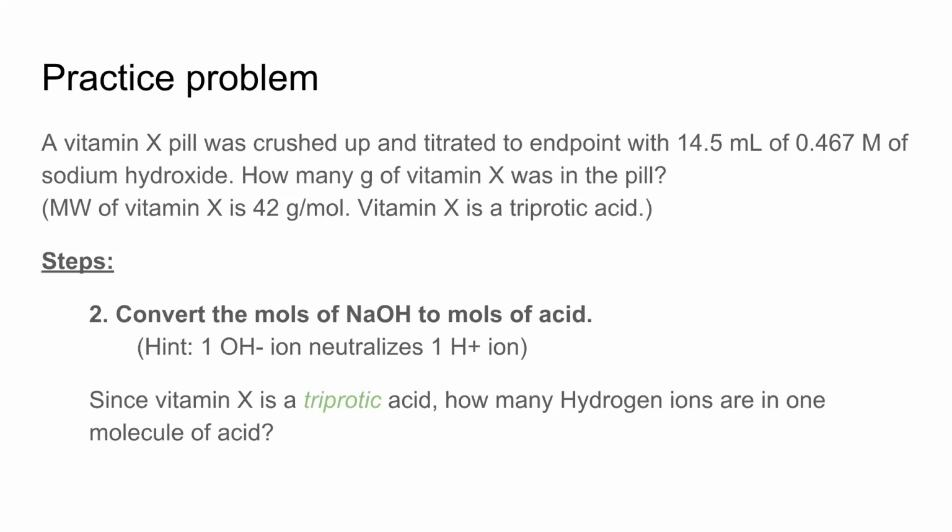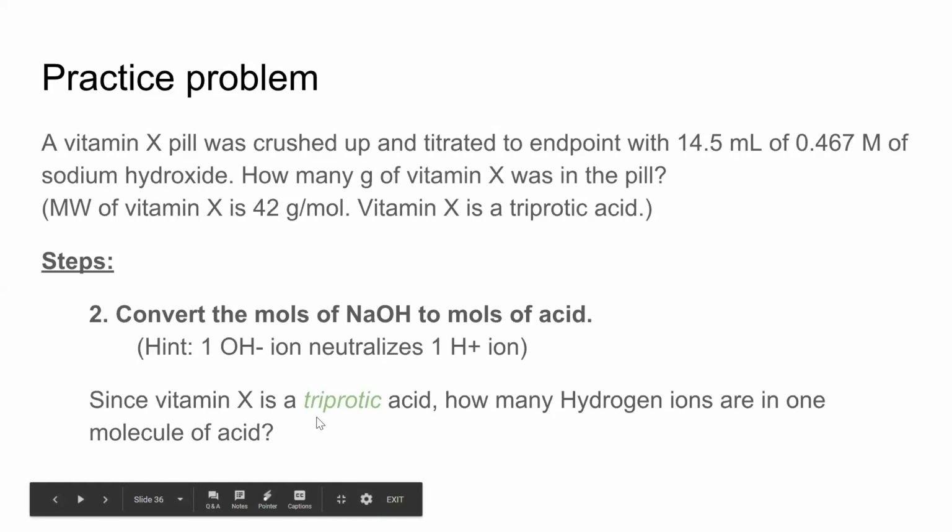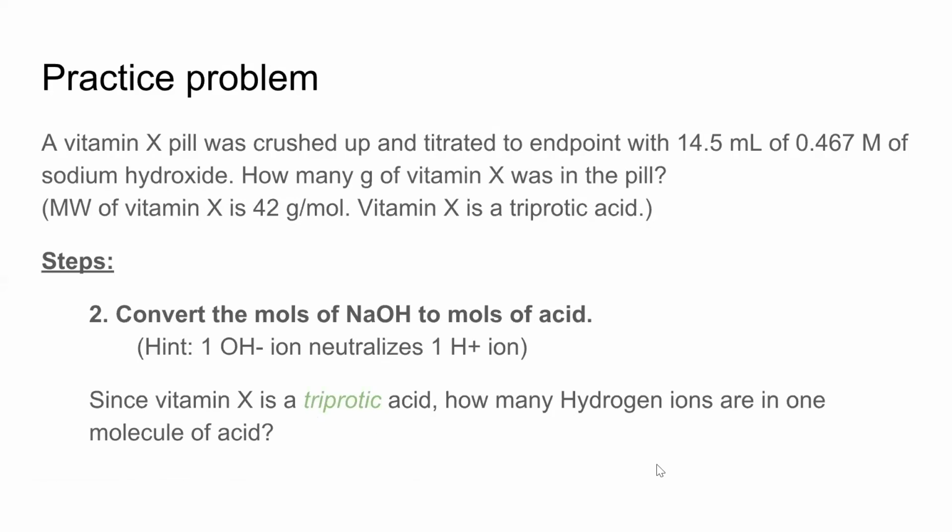Yes, exactly. So the prefix should give you a hint that the formula will look something like H3 something. Because we're not given the formula, this is a really good hint to go off of to determine how many moles of NaOH you'll need to neutralize the moles of acid. Because the OH will not react with the other part of the acid. It's only going to attack the H plus ion to try and neutralize it and form H2O, which is water.